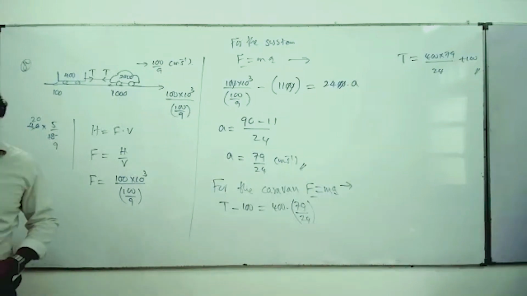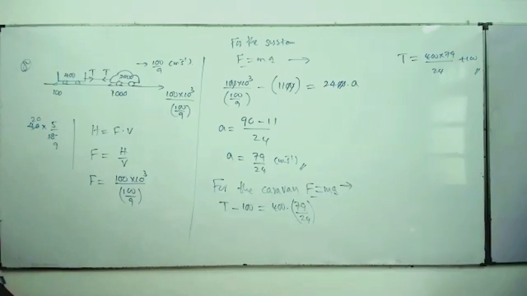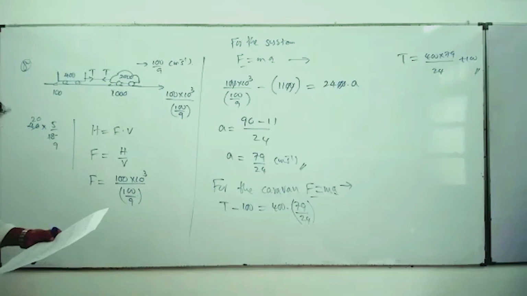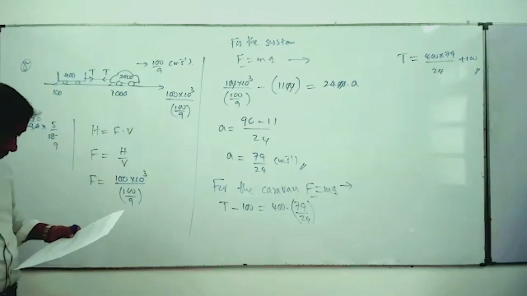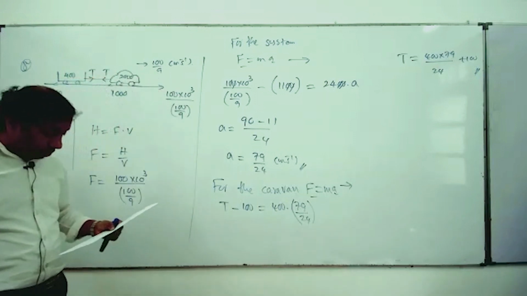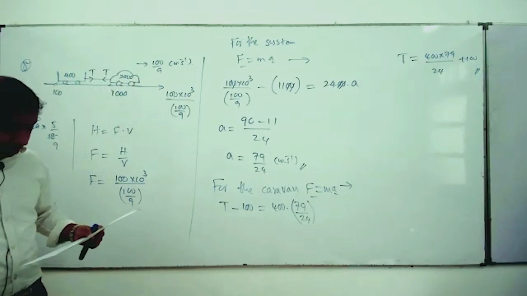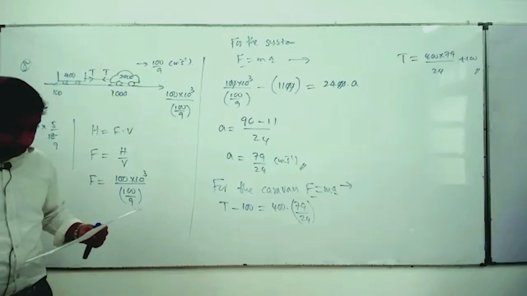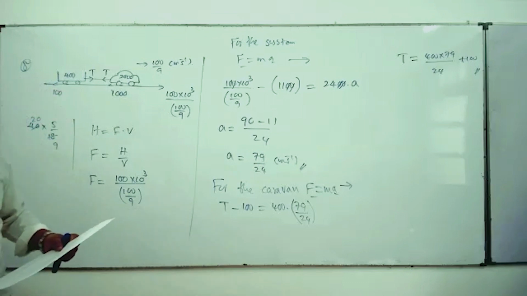Number 9. Two particles A and B, each of mass m, are joined by a light inextensible string passing over a smooth pulley fixed at the top of a smooth inclined plane of inclination 30 degrees to the horizontal, as shown in the diagram. Particle A is on the plane and particle B hangs. The system is released from rest. Find the velocity of the particles when A has moved a distance L on the plane.